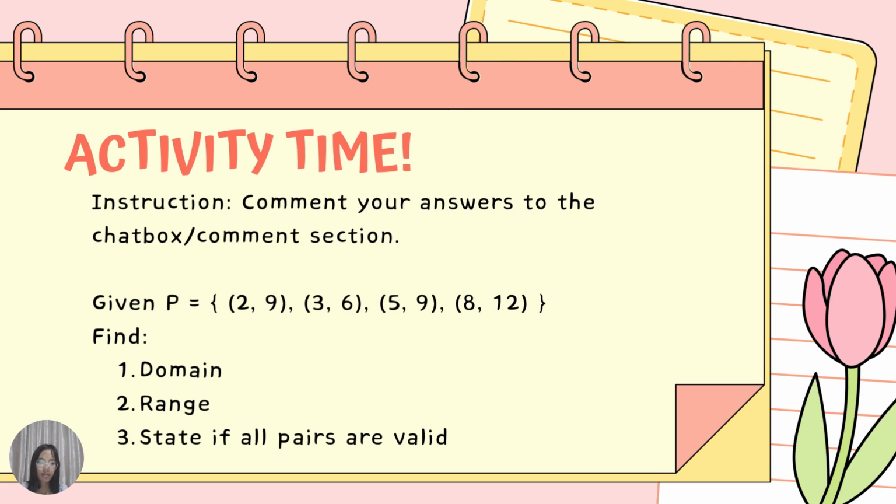So yes, the given is P is the set of 2 and 9, 3 and 6, 5 and 9, 8 and 12. Find the domain, 20 seconds. I mean, range, 20 seconds. State if all pairs are valid, 20 seconds. So I will give you a minute.